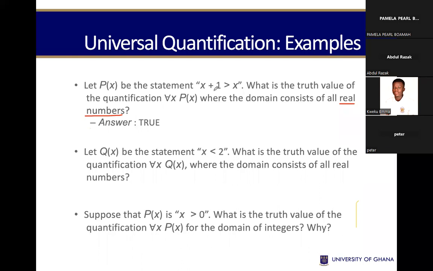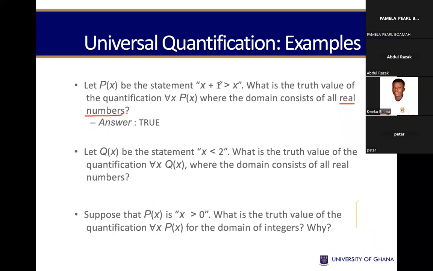I can start with 0. If this x here is 0, then 0 plus 1 is greater than 0, which is true. Once I have 0 plus 1, I'm going to get 1 on the left-hand side, and I'm also going to have 0 on the right. So I have 1, which is really greater than 0, which is true. There's no two ways about that. Now let's go to positive real numbers.